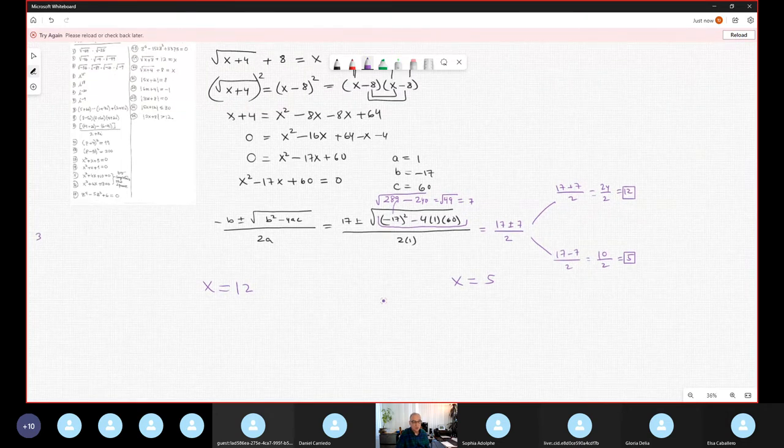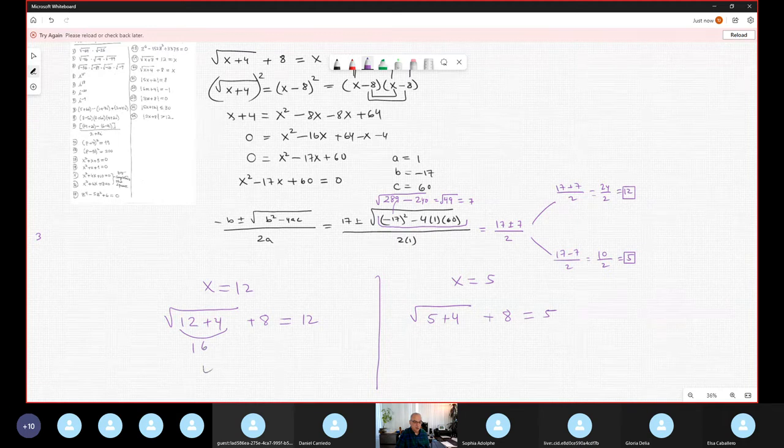Square root of 12 plus 4, plus 8 outside the radical, is equal to 12. This is the first one I need to check. The second is square root of 5 plus 4, plus 8 outside, is equal to 5. 12 plus 4 is 16, and square root of 16 is 4, and 4 plus 8 is 12. Good. It's okay. 5 plus 4 is 9, and square root of 9 is 3, and 3 plus 8 is 11, not 5. No good. The solution is only 12.